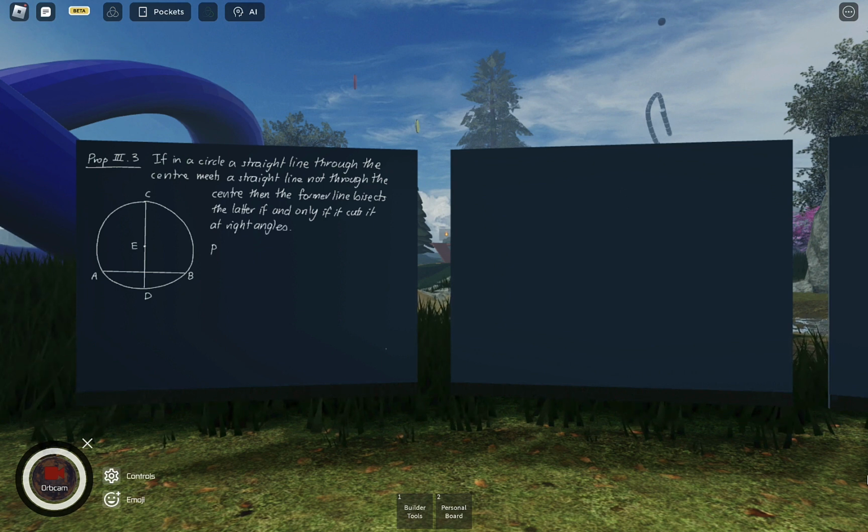All right, proof. Well, perform the construction as we've done it so far. AB does not pass through the center, so that means that this point of intersection between them is not at the center. I'm going to call that F. And obviously we're going to join EA and EB.